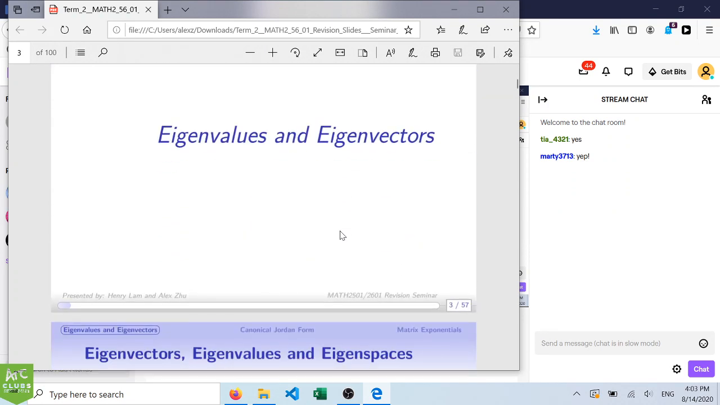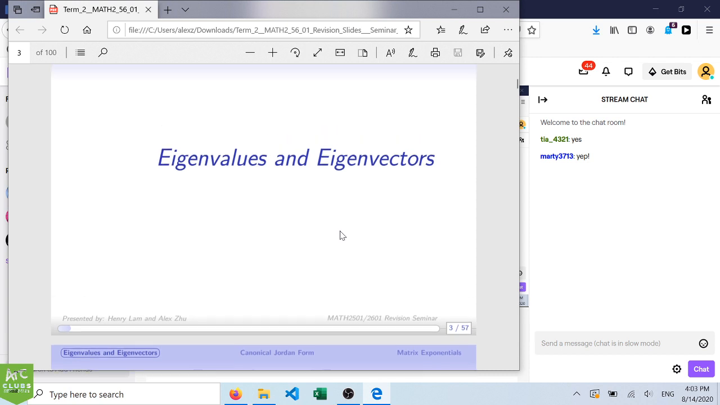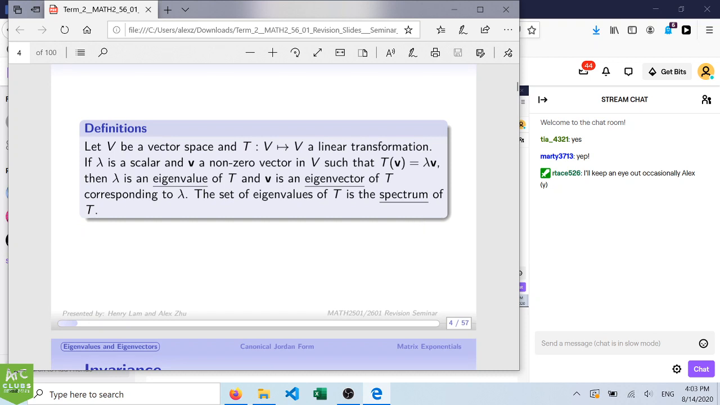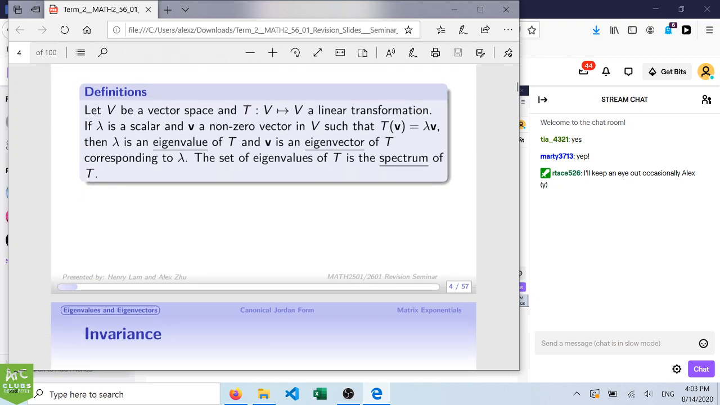Okay, so first we're going to talk about eigenvalues and eigenvectors. The definition is covered in first year as well, but let's recap it. If we have a linear transformation, an eigenvector is a vector such that upon transforming under the linear transformation, it will equal a scalar multiple of the vector, and the eigenvalue is that scalar multiple. We also have the definition of spectrum, which is just the set of eigenvalues for a linear transformation T.